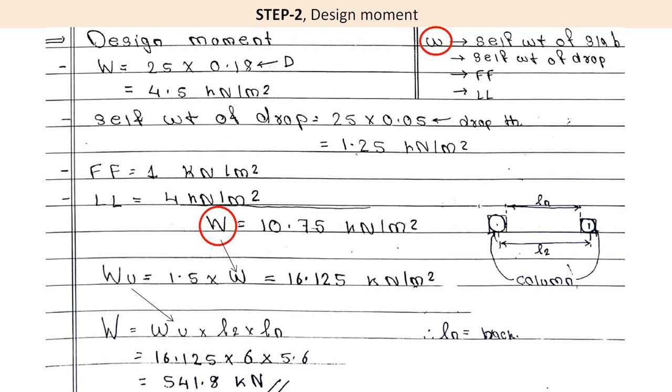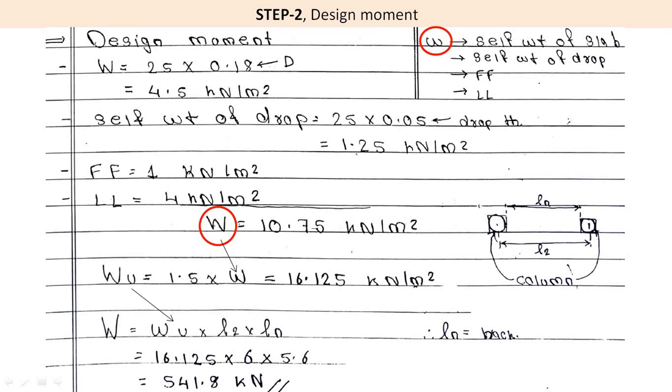So the second step, which is design moment. For design moment, we need to find the W, which is highlighted over here. This W includes self-weight of slab, then self-weight of drop, then floor finish, and the live load, the summation, or we can say total of these 4 things.